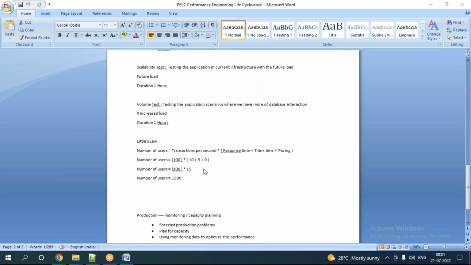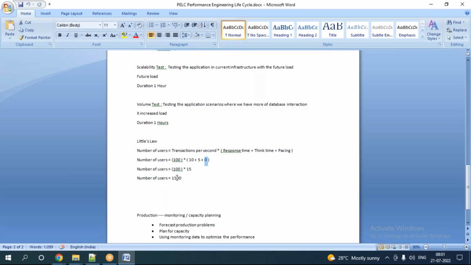So response time plus think time is nothing but whatever think time is available in your script. Pacing, we know the definition for pacing. Pacing is nothing but the time gap between each iteration. So for now we keep it at 0, because we don't want to give any time gap between each iteration.